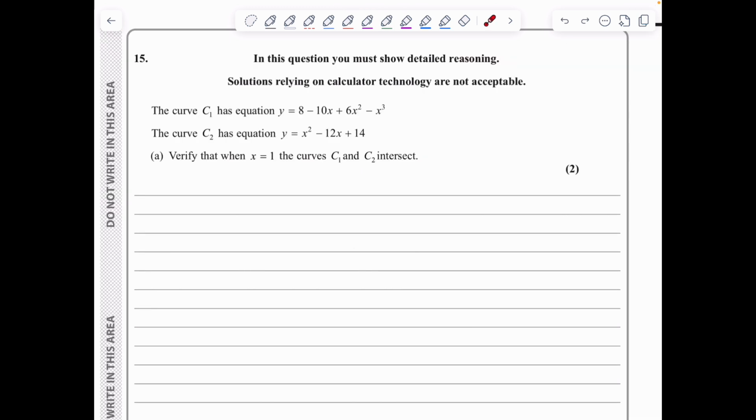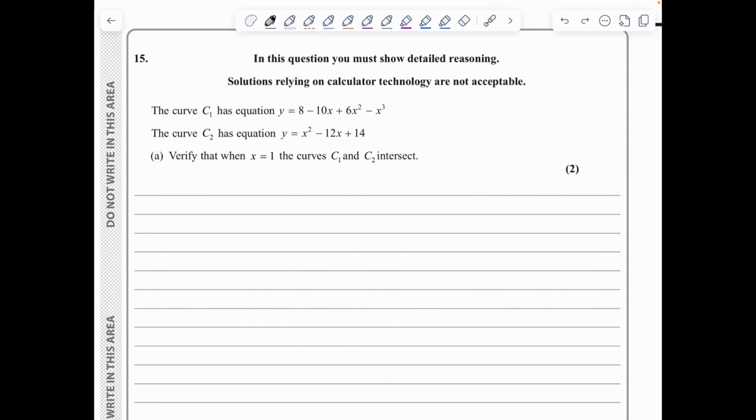In question 15, we're asked to show detailed reasoning and solutions relying on calculator technology are not acceptable, so I need to be showing my work clearly here. So we've got two curves and we need to verify that when x is 1, the two curves intersect. Now the prompt to verify means that we just need to check that when x is 1, it is indeed the case that the two curves intersect. It's not a matter of me finding that x is 1, I just need to confirm that it's indeed the case that x is 1.